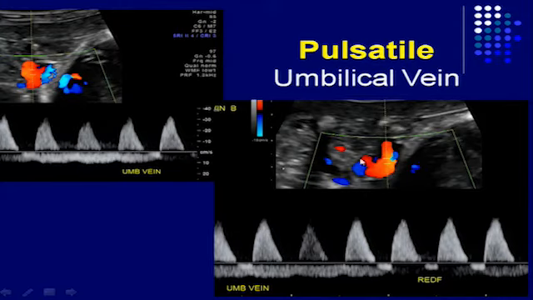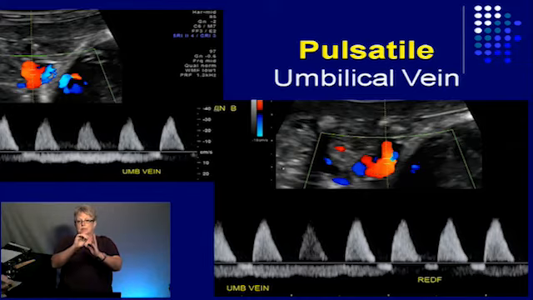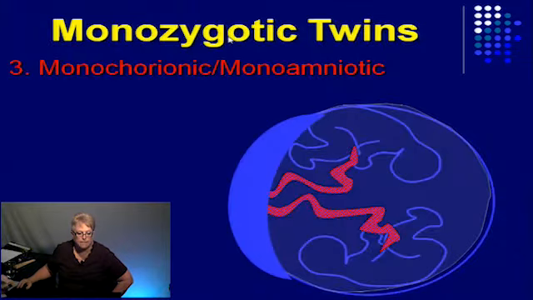And we used to do it in the cord, and really what you should be doing is looking right at the umbilical insertion into the abdomen, right as it comes into the abdomen before it goes into the ductus. That's where you should be looking at your umbilical vein.